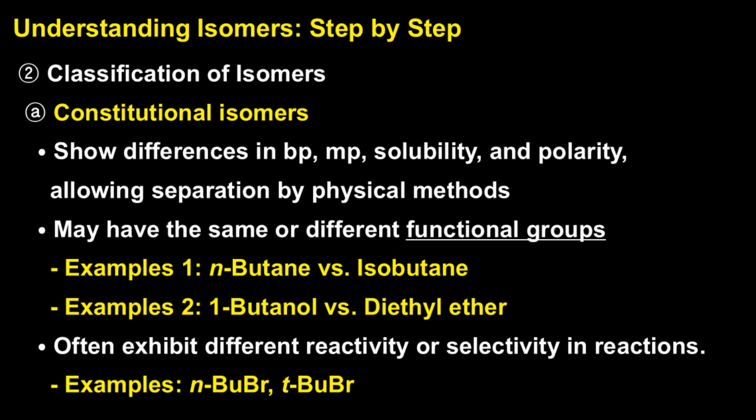Constitutional isomers can also behave differently in chemical reactions. A good example is n-butyl bromide versus t-butyl bromide. These compounds don't react the same way in substitution and elimination reactions because of differences in steric hindrance and carbocation stability. Even though they have the same molecular formula, their structural differences lead to unique physical and chemical behaviors.